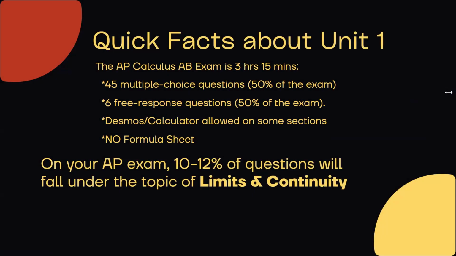So let's jump in. Before we get started on the actual questions, I just want to take a second and talk about some quick facts about Unit 1 on the AP exam. It counts for about 10 to 20% of the questions you'll see. You have 45 multiple choice questions total. That's half the exam, and the other half is 6 free response questions. You are allowed to use Desmos or a calculator on some of the sections, but there is no formula sheet.